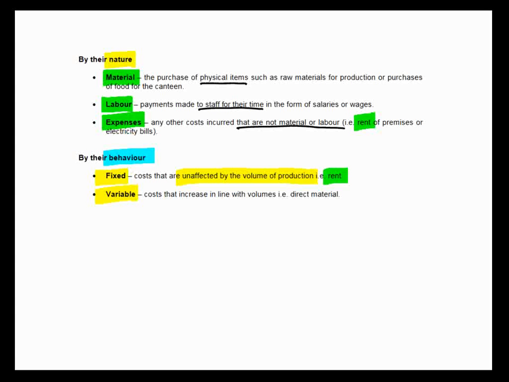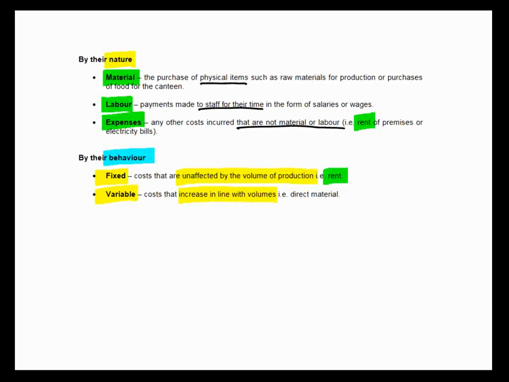Now, be a bit careful. Don't make the mistake of thinking that fixed costs cannot change. Your rent could go up. Your landlord could put your rent up. But that's still a fixed cost because that change has nothing to do with the volume. They haven't put your rent up because you've produced more units. They've just put your rent up because of inflation. They've just decided to increase your rent. So fixed costs can change. It's just that they don't change because of the volume you're making.